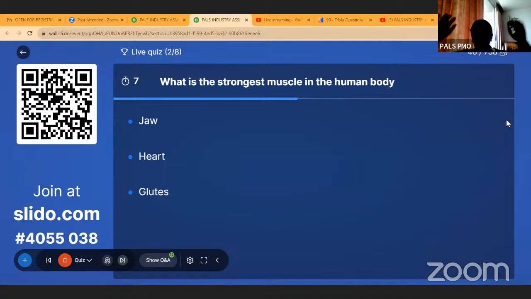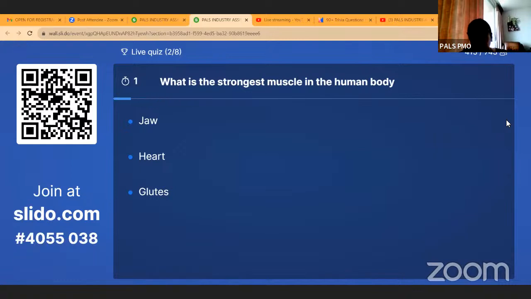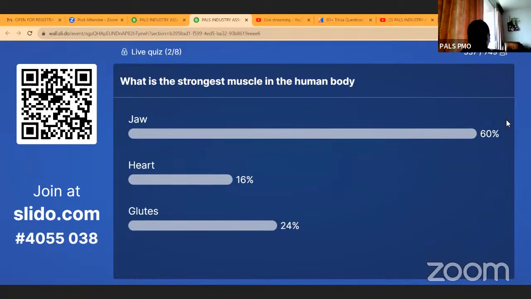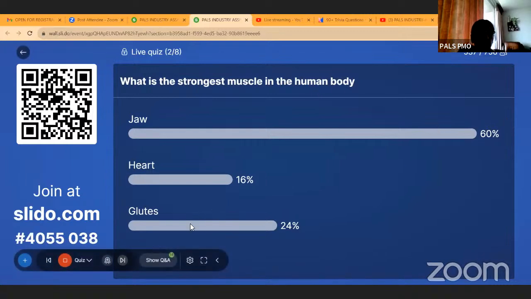We have 738. I hope all of you are able to answer this. More than the right answer or anything, I just want you to get used to the system. Not bad. 537 of you have responded to this question. Let's see what is the right answer here. 60% of you have got it right.